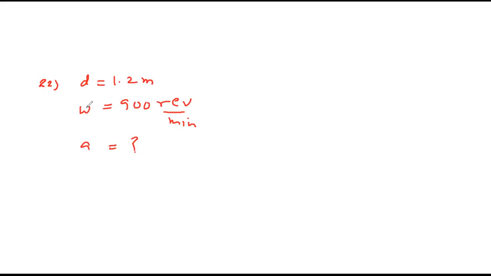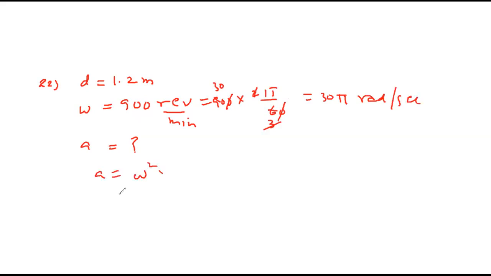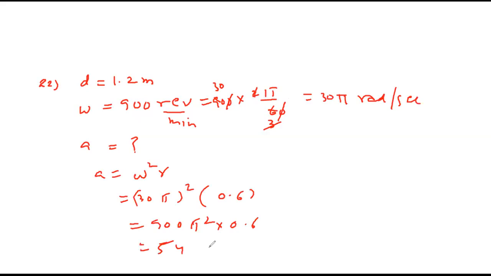How to convert revolution to radian? 2 pi by t, 2 pi by 60. So 900 into 2 pi by 60, the 0 cancels, 2 into 3, 6, 3 into 30 pi, correct? 30 pi radian per second. Now a equals omega square R. So it is 30 pi square. R is 0.6. So 900 pi square into 0.6. That is 540 pi square meter per second square. 540 is option A.